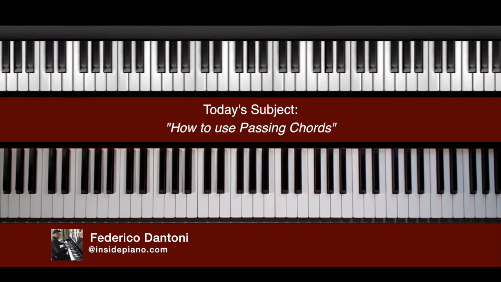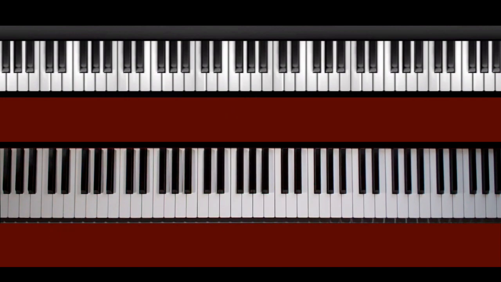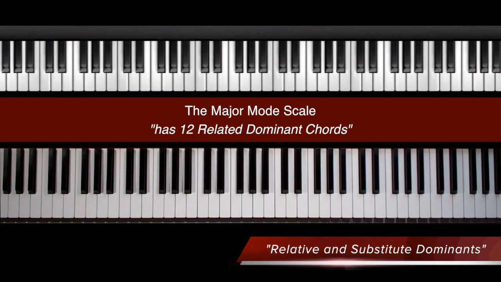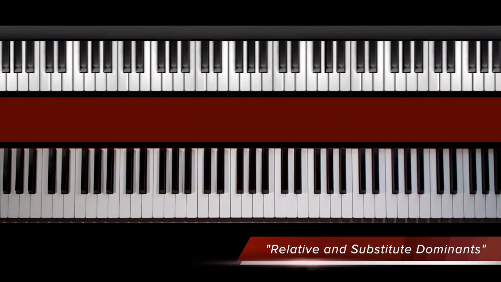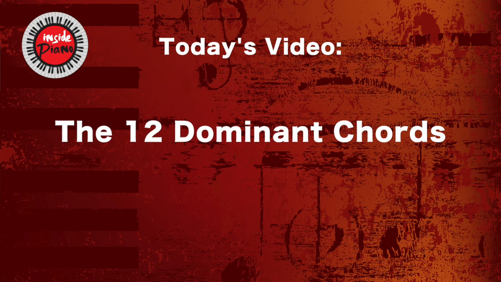Last week, I was asked by a subscriber to make a video about playing passing chords. Passing chords are related chords to the tonality that we use in order to create variety and continuity. The major mode scale has 12 related dominant chords. Each of these chords, along with their relative minors, are used as passing chords in music composition. To understand this concept, we need to learn what is the relationship of these chords to the tonality. On today's video, we're going to learn the relationship of all the 12 dominant chords of the tonality.